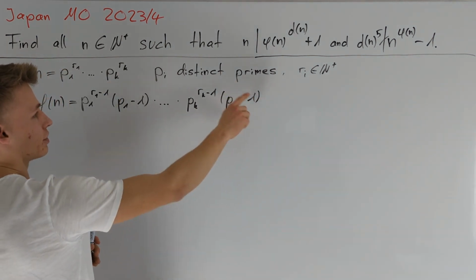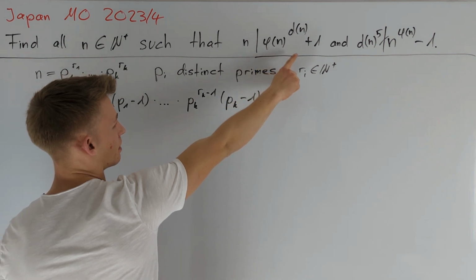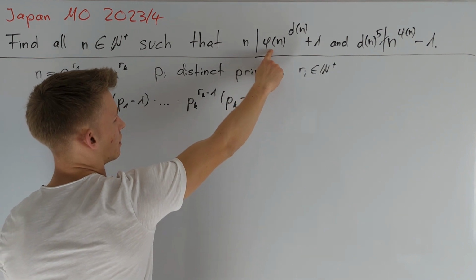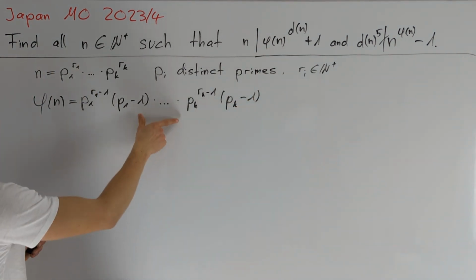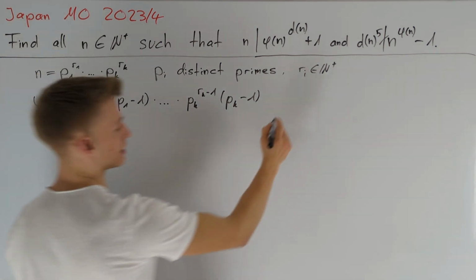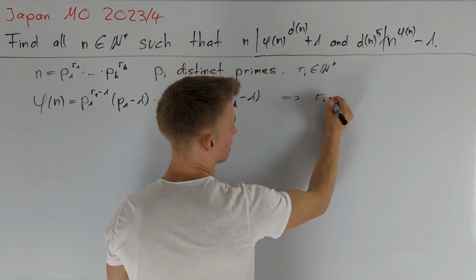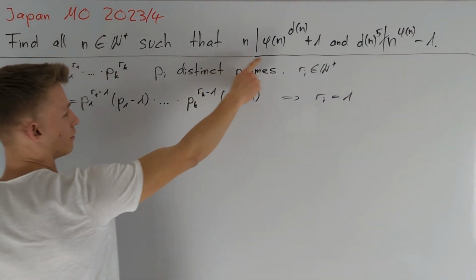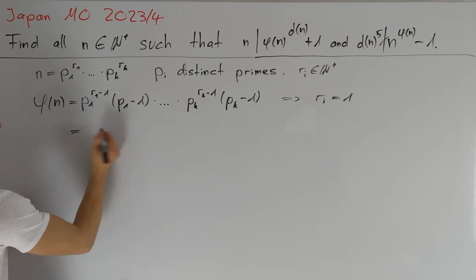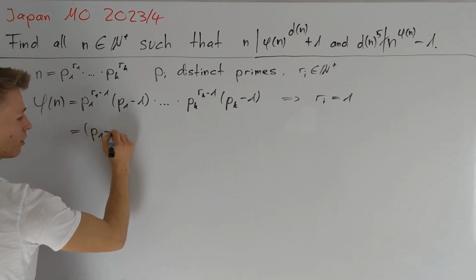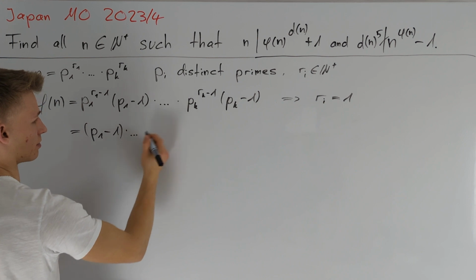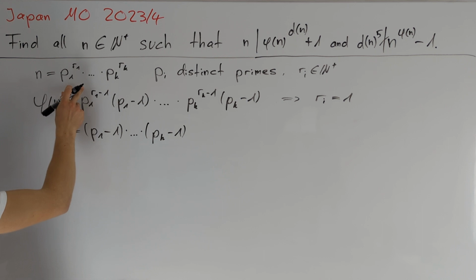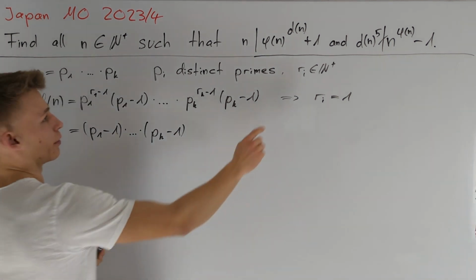From the divisibility condition that n divides phi of n to the power of d of n plus 1, we directly know that n and phi of n have no common divisors. Taking a look at this representation of phi of n, this tells us that ri is equal to 1, because otherwise pi would divide both n and phi of n. So we can write that phi of n is equal to p1 minus 1 times and so on up to pk minus 1, and we can erase the exponents in the prime factorization.